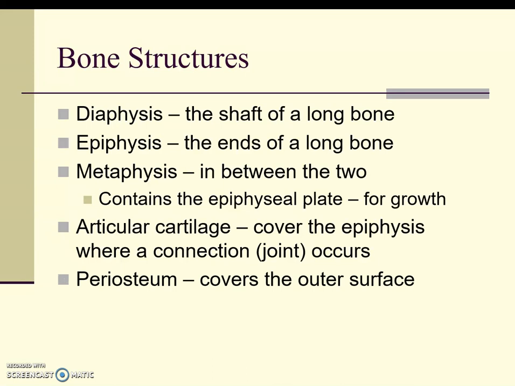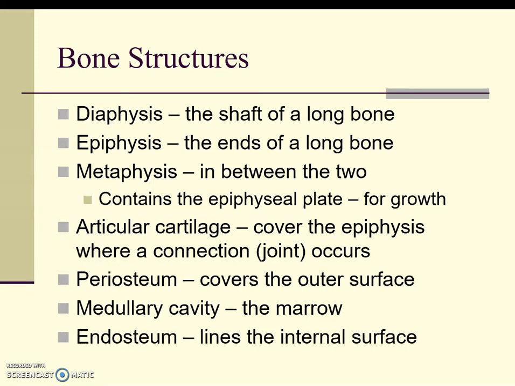The periosteum is the tissue that covers the outer surface of the bone. The medullary cavity is the fancy term for the marrow of the bone. You guys have probably all heard of bone marrow before. And the endosteum is the tissue that lines the internal surface of the inside of the bone. So like I said, just treat these as vocabulary words, make flashcards, and you should hopefully be in good shape for learning these terms.